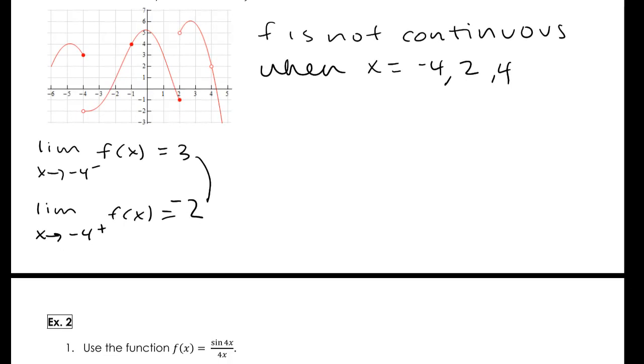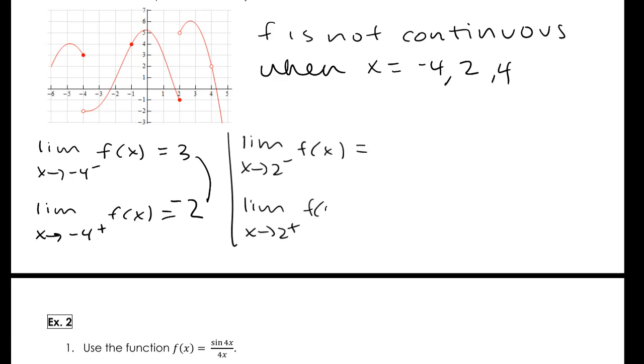Okay, let's go on to the next one. We also claim we don't have continuity at 2. Well, what would be our reason, calculus-wise? We would say the limit as we approach 2 from the left, and let's find the limit as we approach 2 from the right.